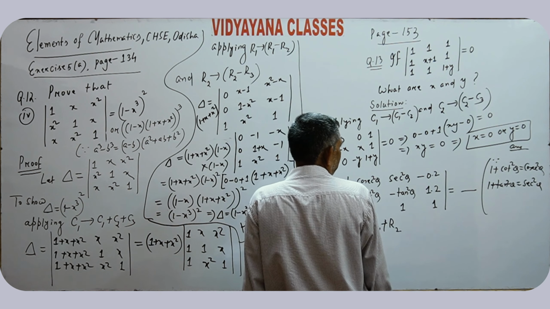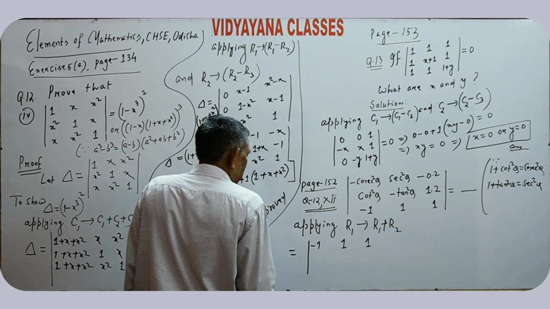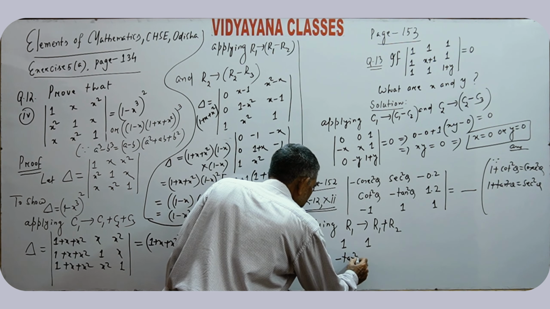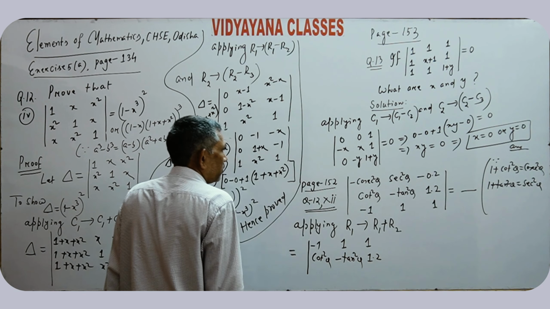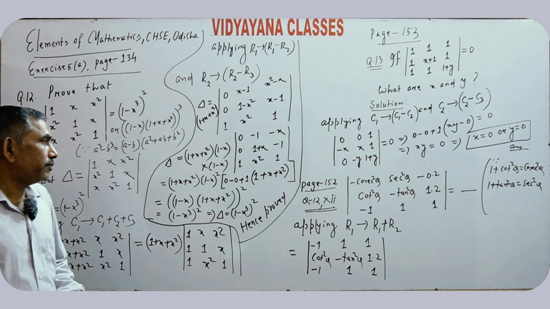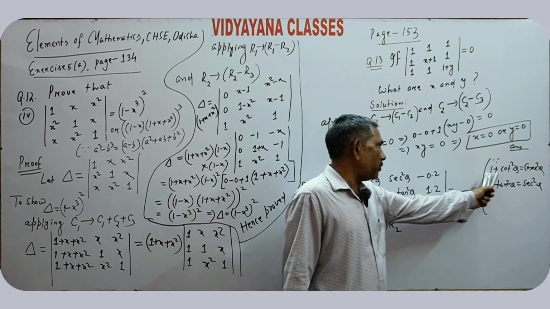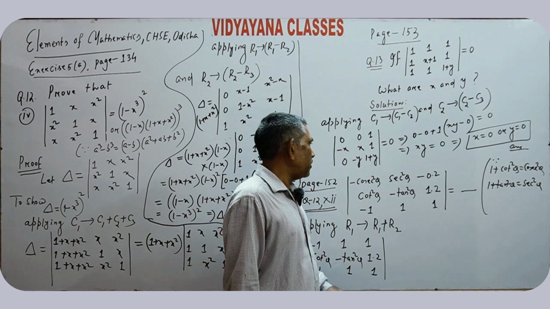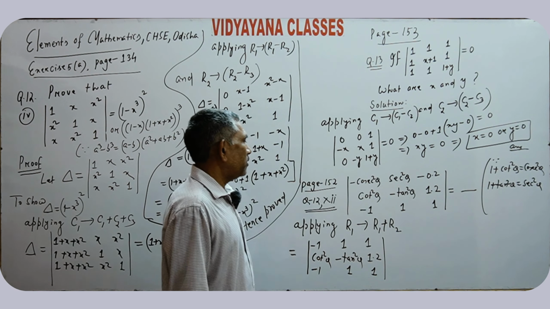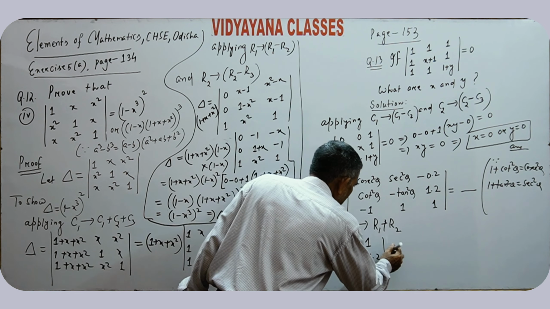Minus 1, 1, that is 1. Cot square theta minus tan square theta, 1, and row 3 remains the same. Clear? Applying row 1 is replaced by row 1 plus row 2. This plus this gives minus 1, since 1 plus cot square theta is equal to cosec square theta. This plus this is equal to plus 1, since sec square theta minus tan square theta is equal to 1. 1 minus 1 gives 0.